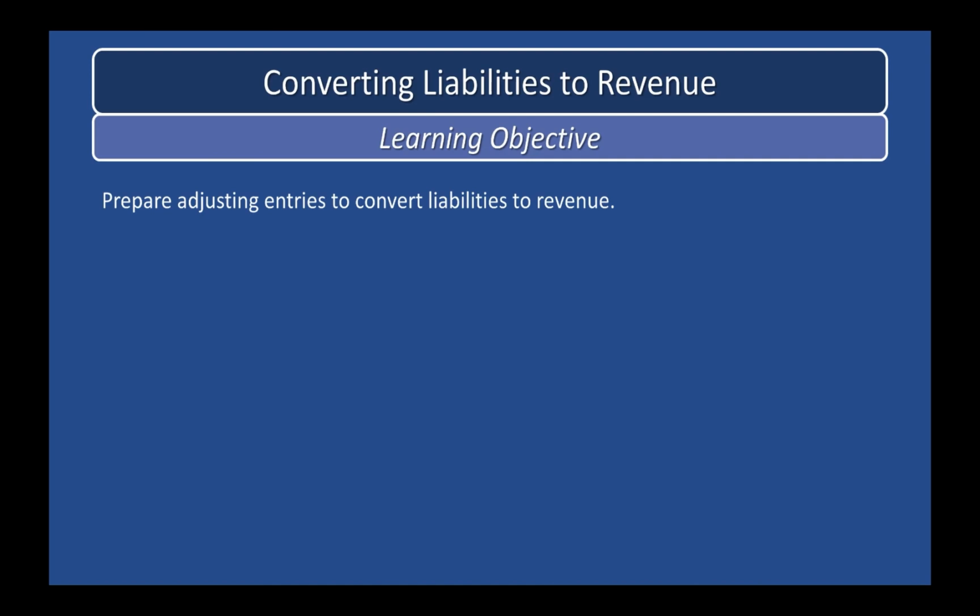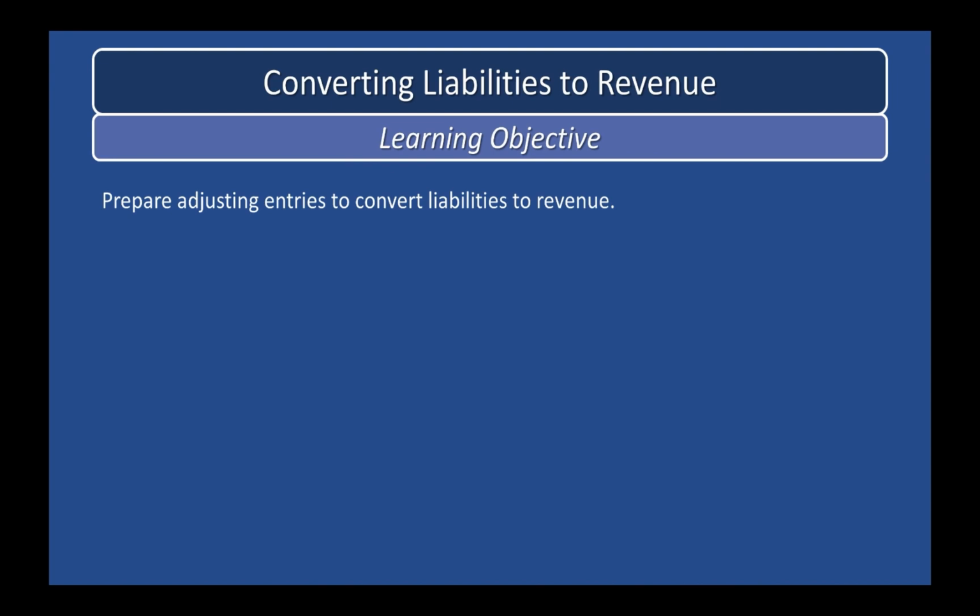Converting liabilities to revenue. This segment's learning objective is to prepare adjusting entries to convert liabilities to revenue. Customers sometimes pay in advance for services to be rendered in later accounting periods. For accounting purposes, the cash received does not represent revenue until it has been earned. Thus, the recognition of revenue must be deferred until it is earned.